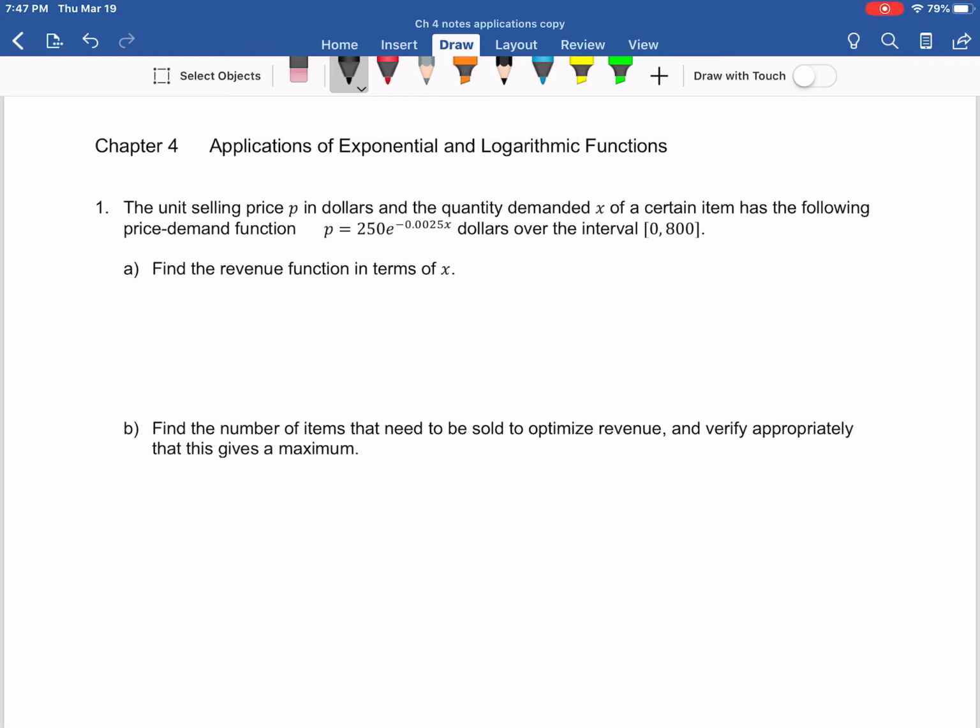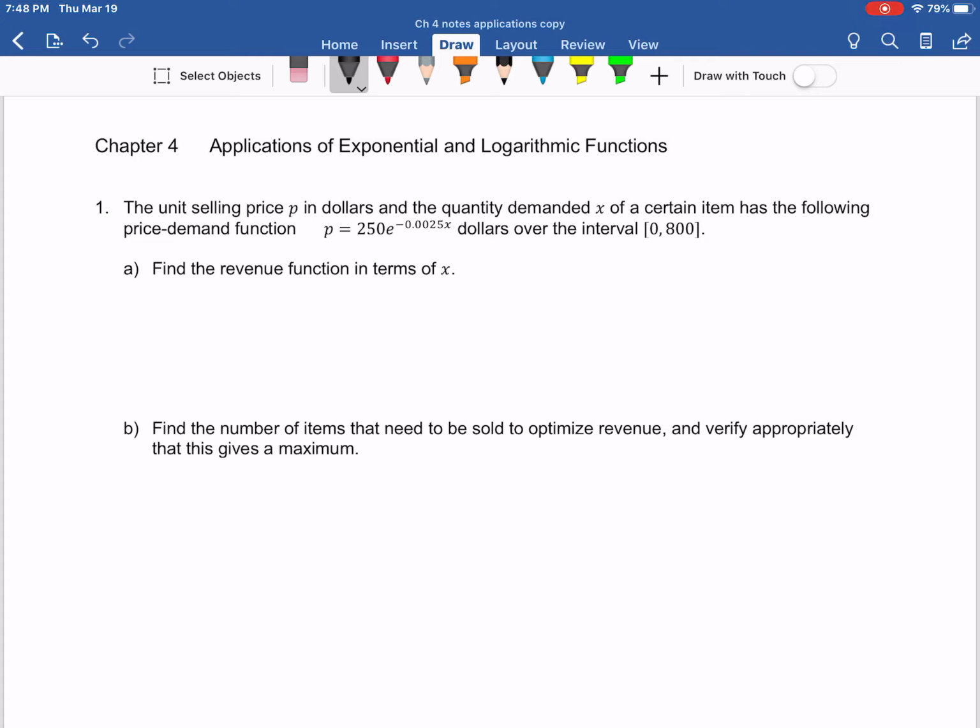There are many different applications involving exponential and logarithmic functions. The first one that you see here gives you the price demand function. P is in terms of X, P is the price, X is the demand. It's in dollars. It's measuring the price that you can expect to charge for an item when you want to sell X units of this item. The interval this is defined over goes from 0 units all the way through 800 units.